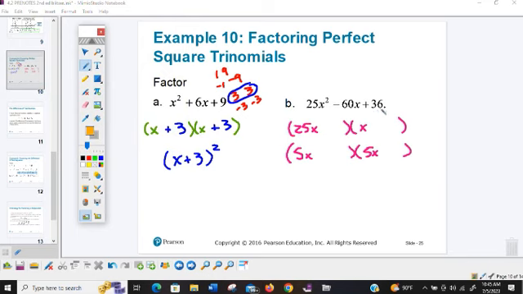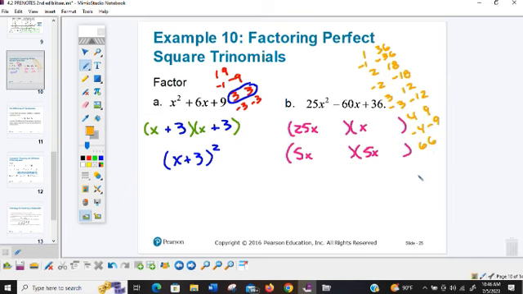I'm going to list all of the factors of a positive 36. So 1 times 36, negative 1, negative 36. 2 times 18, negative 2, negative 18. 3 times 12, negative 3, negative 12. Running out of room here. 4 times 9, negative 4, negative 9. 6 times 6, because 5 won't work, and negative 6 times negative 6. Okay, that's all the ways that will work.